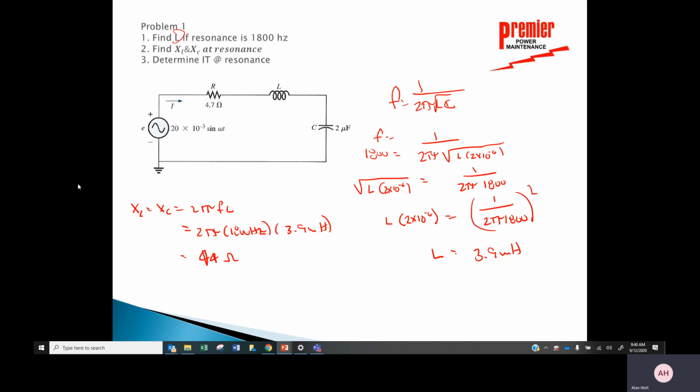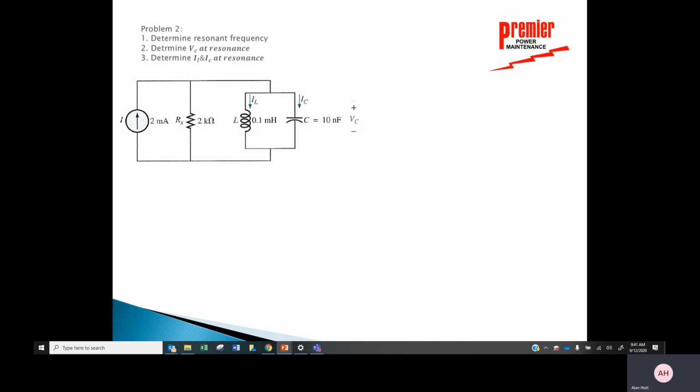Okay. And question number 3 is a question that I could have answered without looking at anything else in this problem, because current is equal to voltage divided by impedance. And in this series circuit, remember, it's a short circuit at resonance. It's just going to be 20 volts divided by 4.7 ohms. Resistance is all I've got, and that's 4.26 amps. Pretty basic. Now, what happens in this parallel resonance circuit? It doesn't change a whole lot.